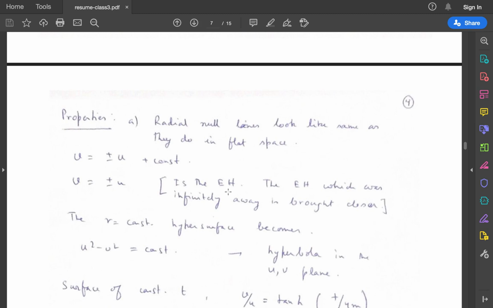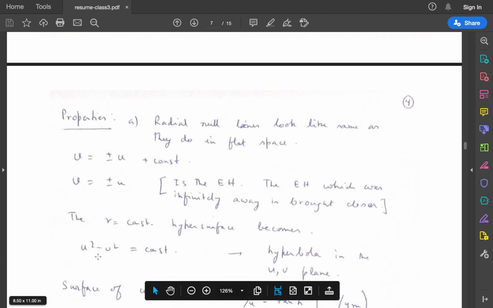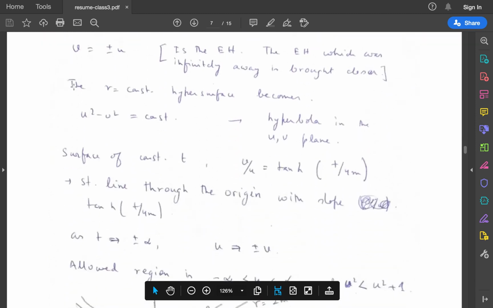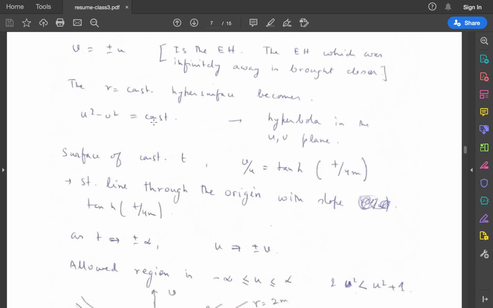The null coordinates and null lines are not infinite at v equal to plus minus u, and this infinity has been brought closer. And the r equal to constant hypersurface becomes u square minus v square equal to constant, and this is a very well-known equation. You can see that, right? This is the equation of a hyperbola in the uv plane. This is the first recognition that in this plane u square minus v square is a constant, a hyperbola.